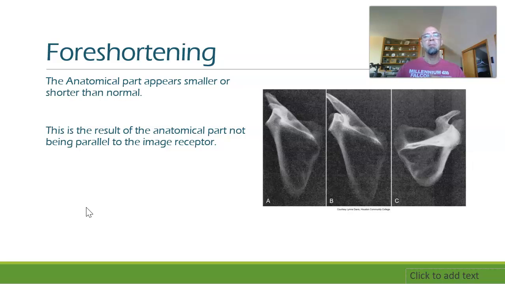Whenever we angle the body part, we're probably looking at some foreshortening, and if we angle the tube, then we're probably looking at more elongation. But these are all forms of distortion. So hopefully you have that under your hat.